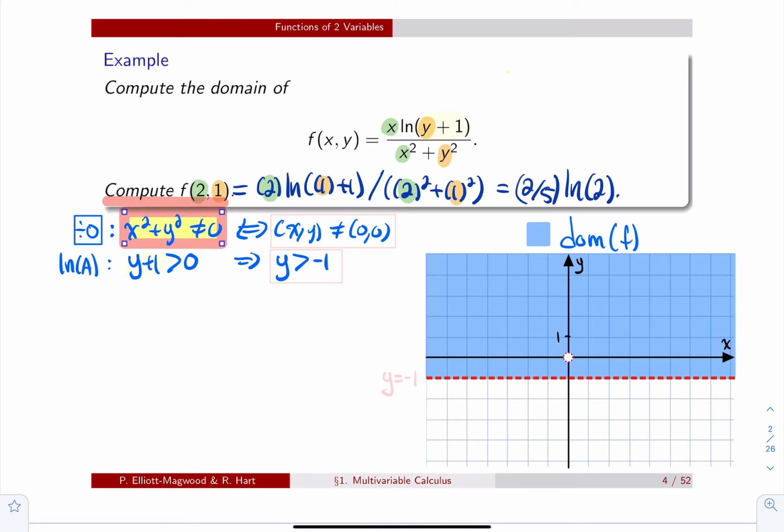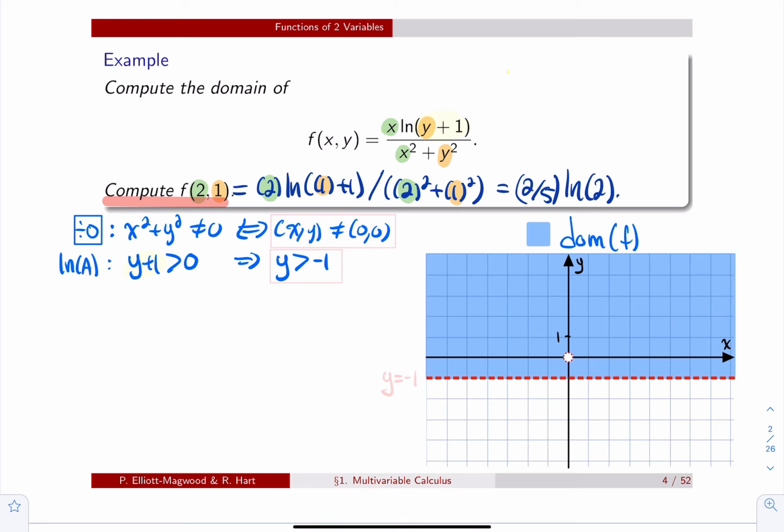So if you try to evaluate this function at 0, 0, you're going to create a division by 0. So here, the origin of the Cartesian plane is, for sure, not inside the domain. So we have to kick that point out. So that's for the denominator.